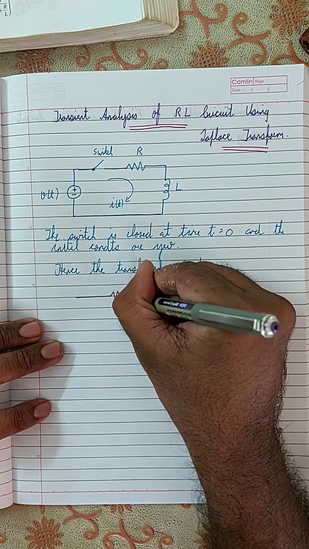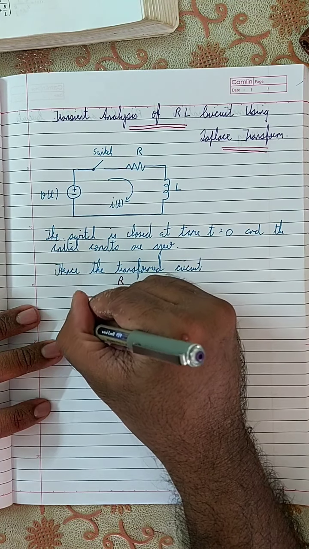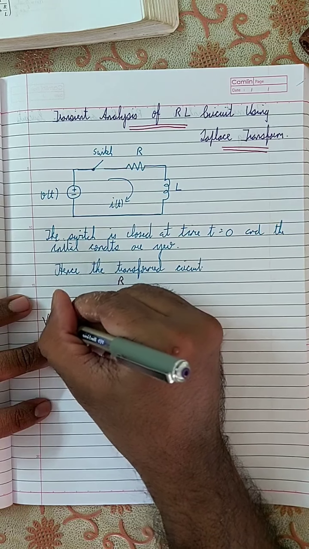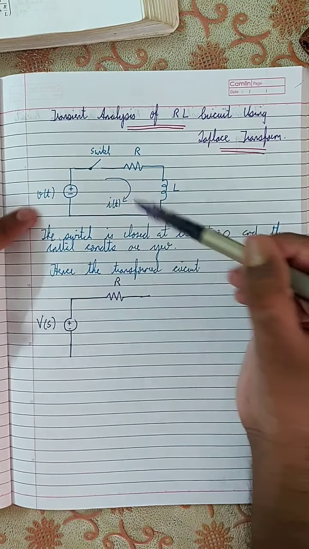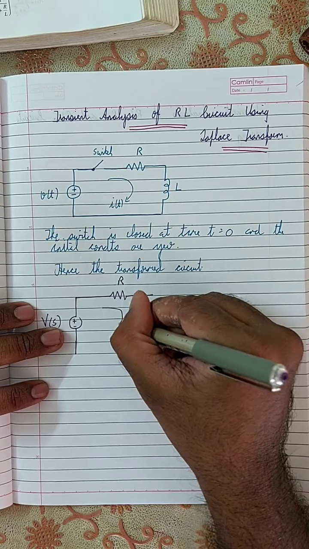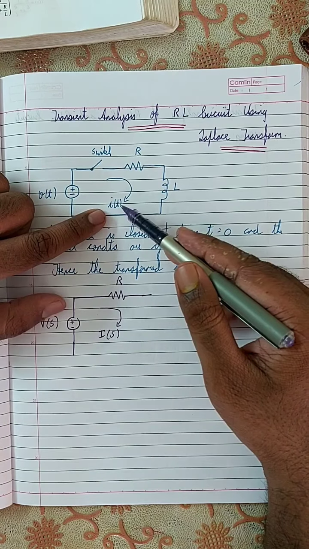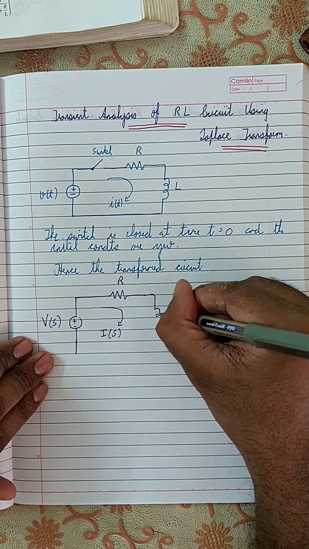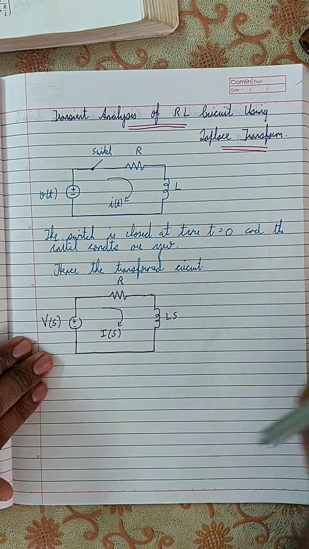We have over here a resistor whose value is R. We have over here a voltage, the same voltage, plus minus, but this time we say this is capital V(s), where capital V(s) is the Laplace transform of small v(t). That means this is the Laplace transform of this voltage source. And also there is a current, capital I(s), where I(s) is the Laplace transform of small i(t). So everything will be in terms of Laplace transform. This will be an inductor, and the impedance of this inductor is Ls.